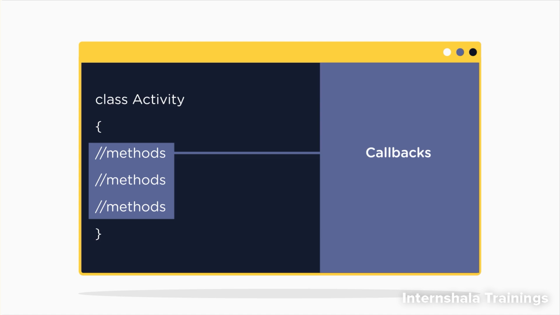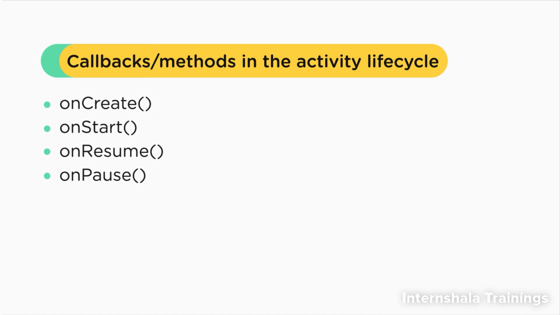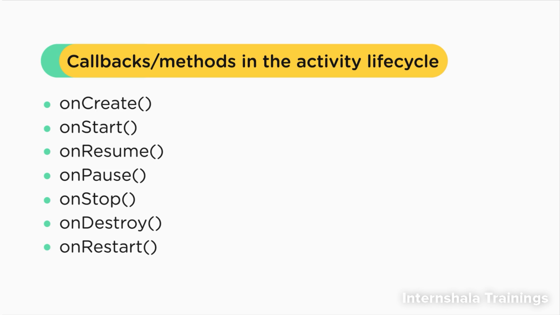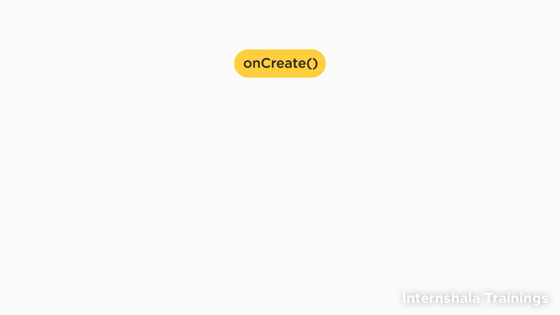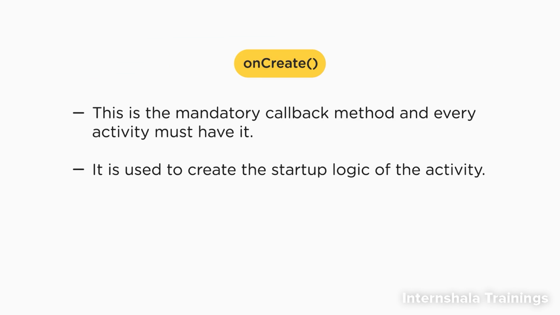Let's look at the various callbacks to better understand the activity lifecycle. We will look at 7 methods or callbacks here. These are onCreate, onStart, onResume, onPause, onStop, onDestroy, and onRestart. Let's look at each one of them one by one. And then we will understand how they all function seamlessly. First, let's look at the onCreate method. This is the mandatory callback method and every activity must have it. It is used to create the startup logic of the activity. Basically, it draws the logic from the code and creates the activity screen to be used.